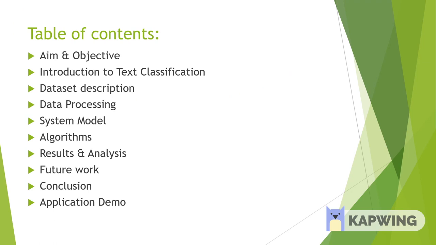This is the table of contents that we are going to talk about in this video: the aim and objective of the project, an introduction to text classification, the description of the data set we have used, the pre-processing steps involved, the system model we have used to train our models, the algorithms we have used for the project, the results and analysis from all the algorithms, the future work that can be done in this project, the conclusion of the project, and at the end, the demo of the application.